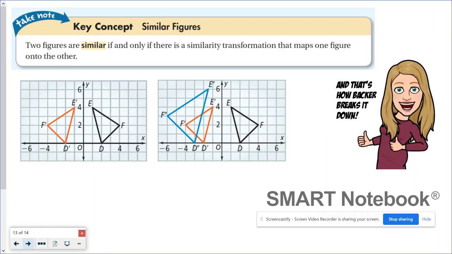So basically, two figures are similar if and only if there is a similarity transformation that maps one figure onto the other. So that means a dilation and something else: translation, rotation, reflection. And that's how Baker breaks it down.